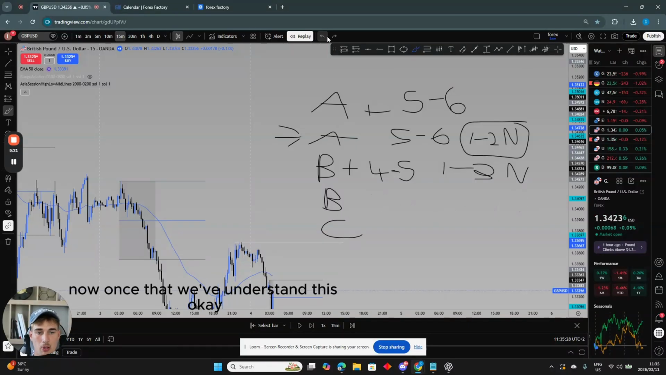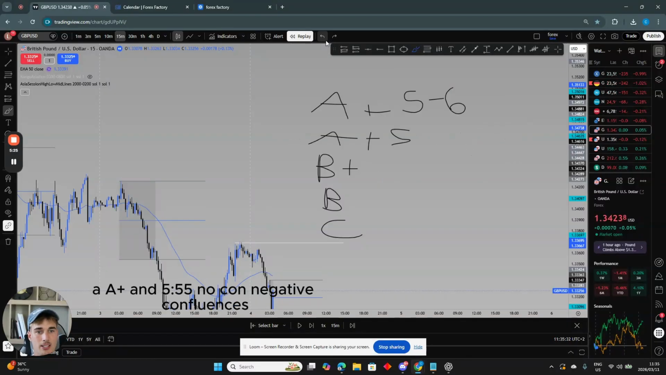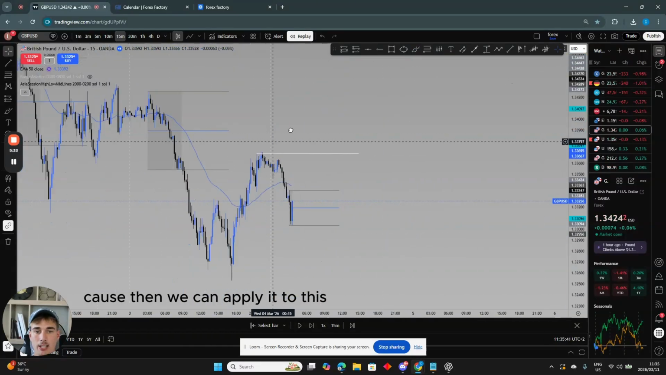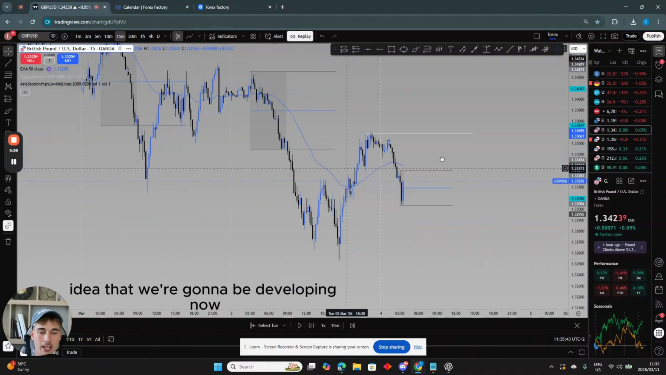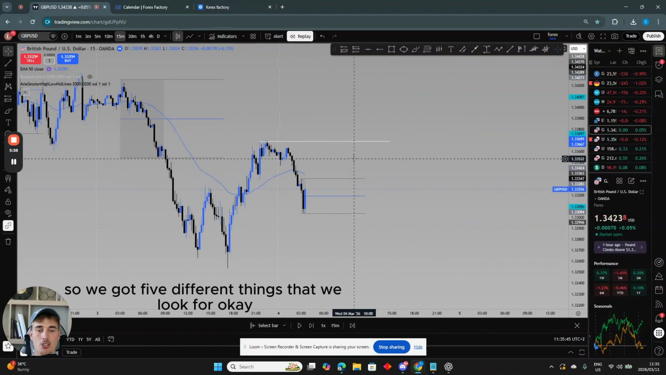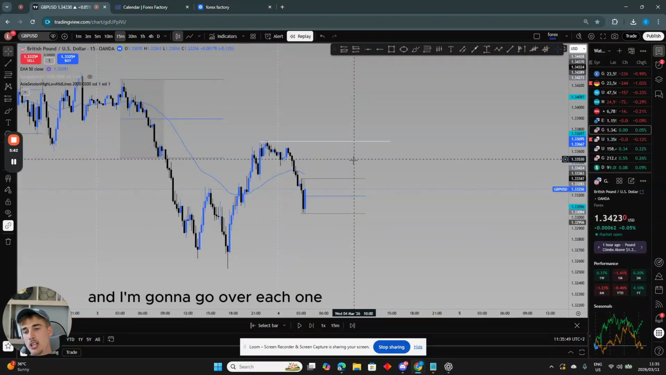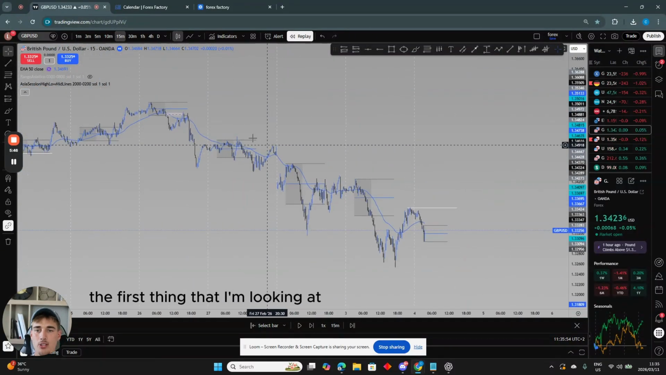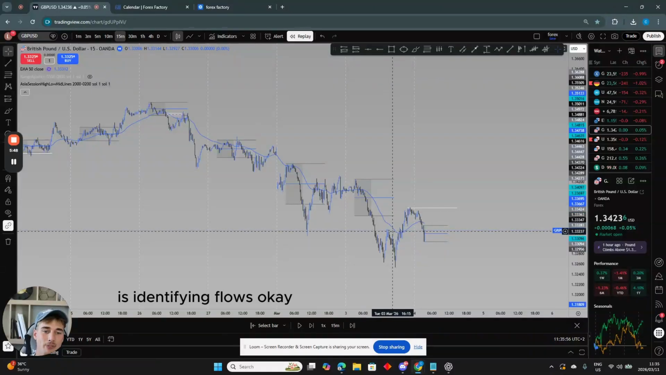Now, once we understand this, remember: A grade is 5 to 6, A plus is 5 to 6, no negative confluences. It's important to understand that because then we can apply it to the idea we're going to be developing now. So we've got 5 different things that we look for, and I'm going to go over each one. When I'm starting off my trade analysis idea, the first thing I'm looking at is identifying flows.